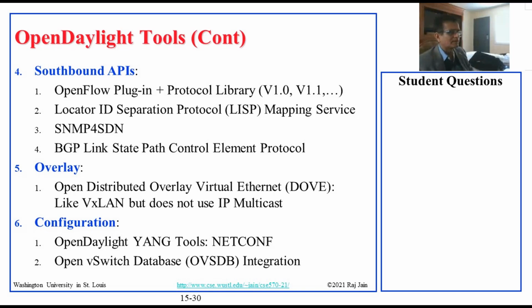Then on the bottom, we have the overlay, and we already talked about VXLAN. But then there is something called DOVE, which we didn't talk about, Distributed Overlay Virtual Ethernet. And there are other overlays that can be implemented. DOVE is actually similar to VXLAN, but does not use IP multicast.